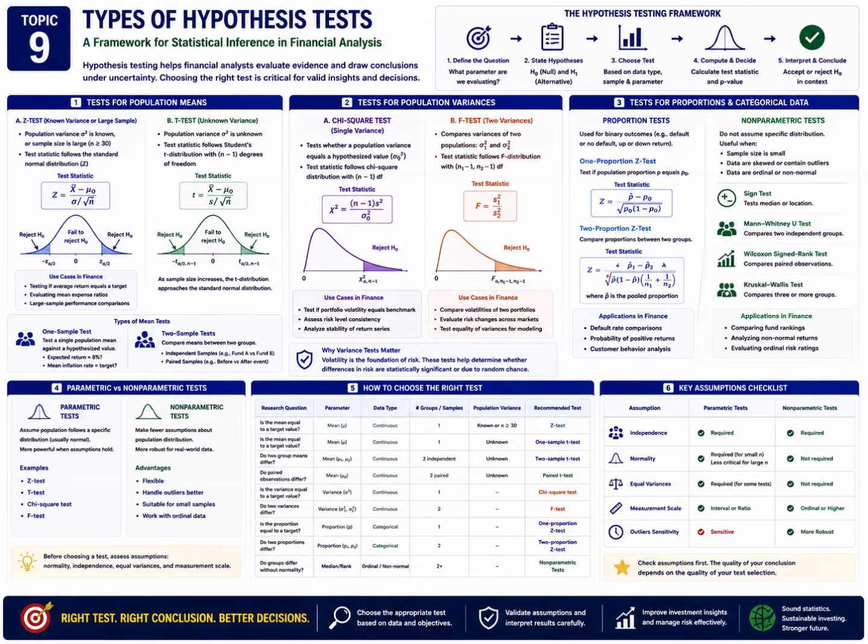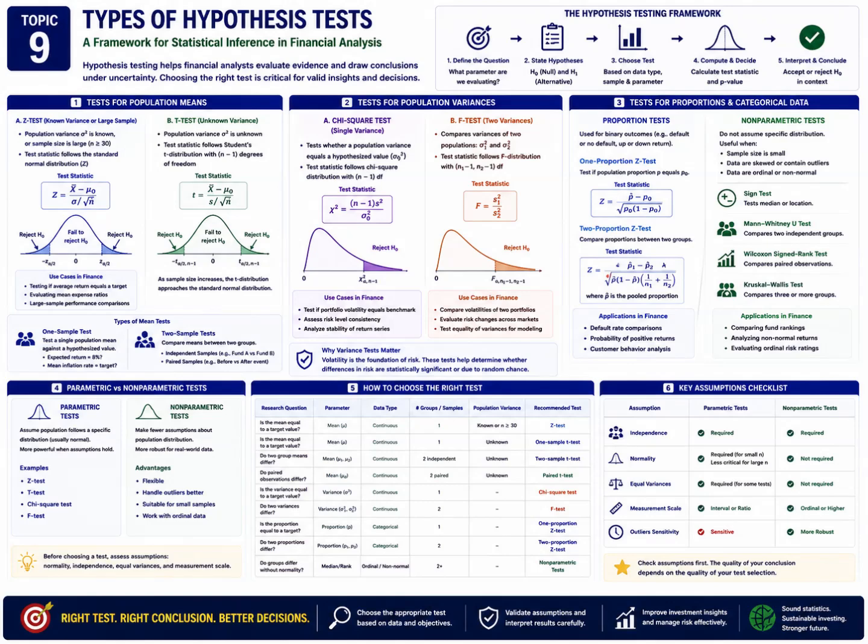The topic explains that one sample tests evaluate a single population mean, while two sample tests compare means across independent groups or paired observations. The topic also discusses hypothesis tests involving variances. Variance tests are important in finance because volatility represents a major component of investment risk. Analysts may test whether portfolio volatility differs from a benchmark level or compare risk levels across investments.